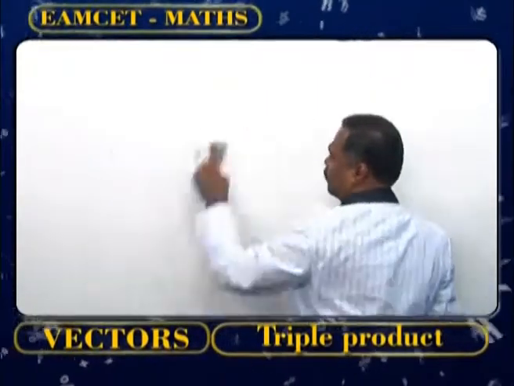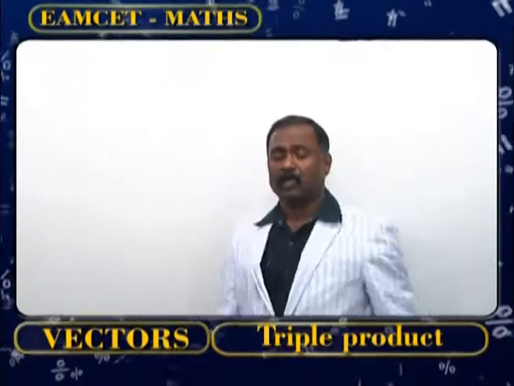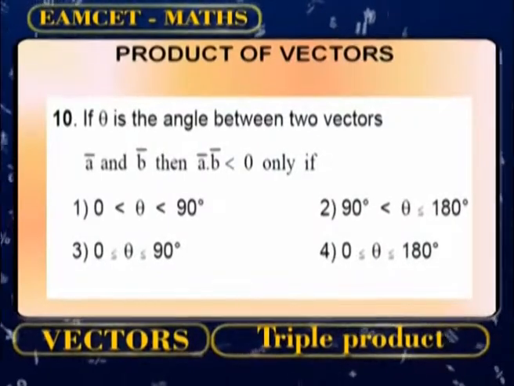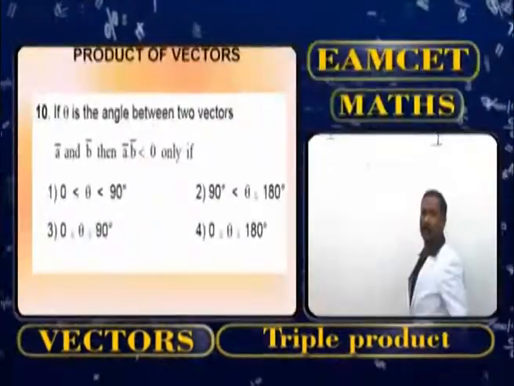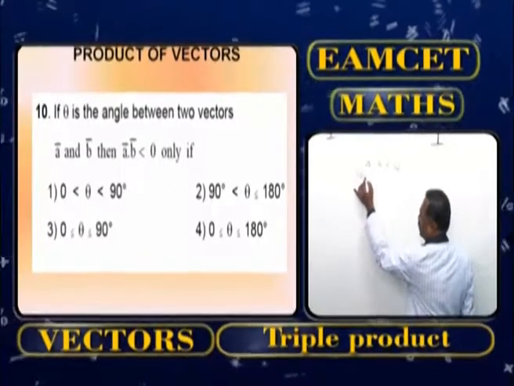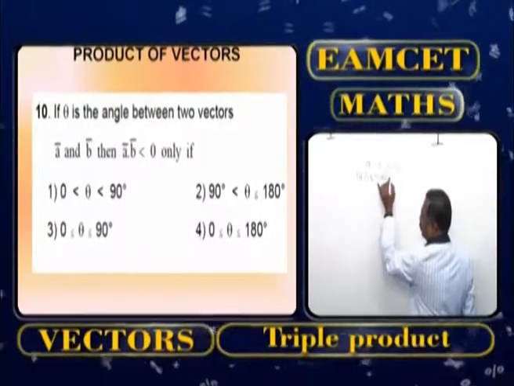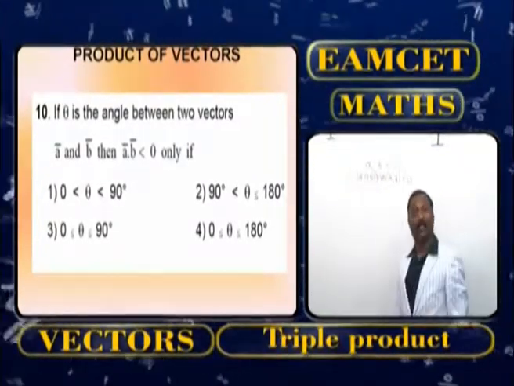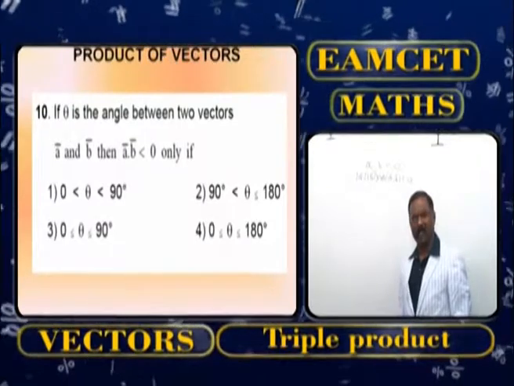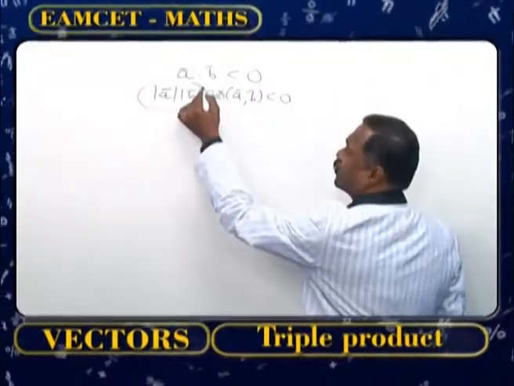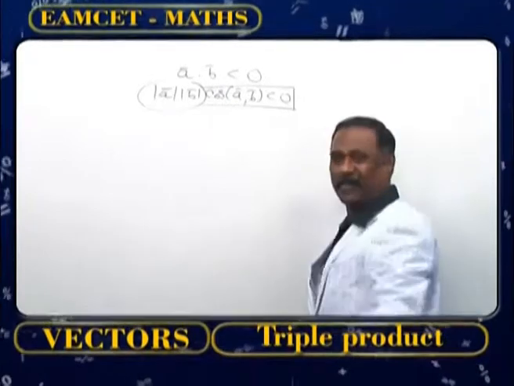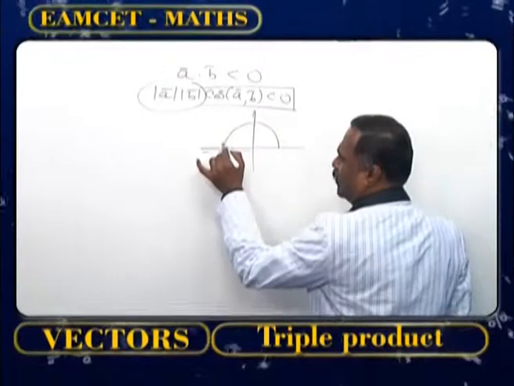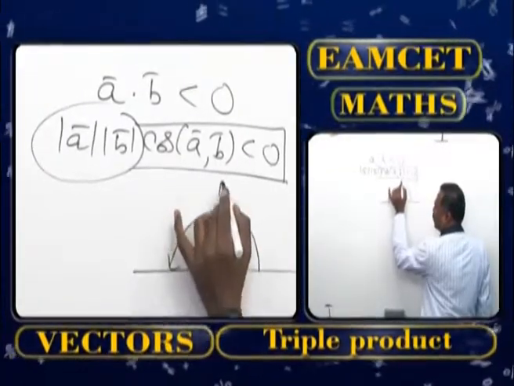Now the first very basic question I have taken in the next part of it. If theta is the angle between two vectors A bar and B bar, A bar dot B bar is less than 0, only if the dot product is taken to be less than 0. If you expand this, mod A bar mod B bar into cos of A bar comma B bar is less than 0. Mod A bar and mod B bar are anyway positive because they are the lengths, so cos of A bar comma B bar is negative. That means it is less than 0 only when the angle lies between 90 and 180.